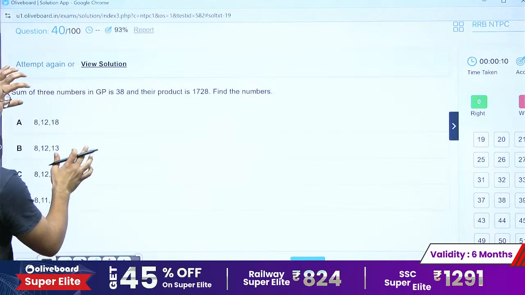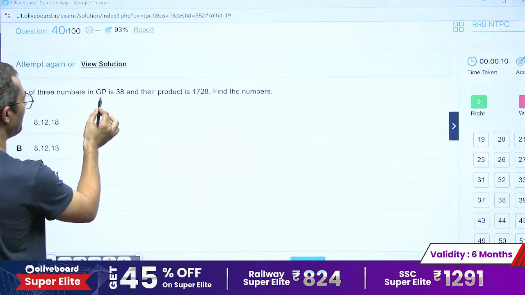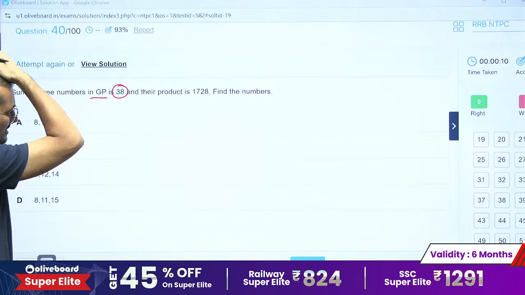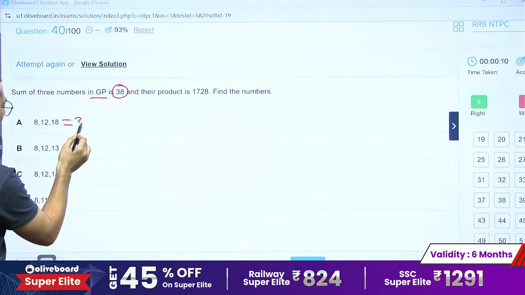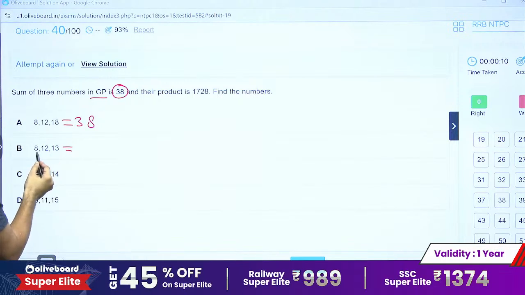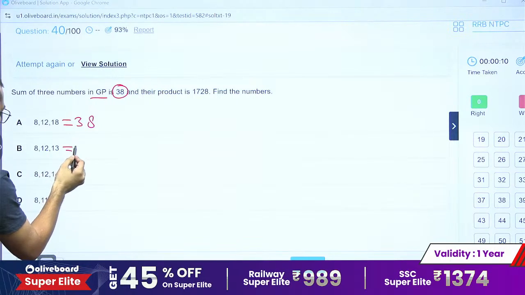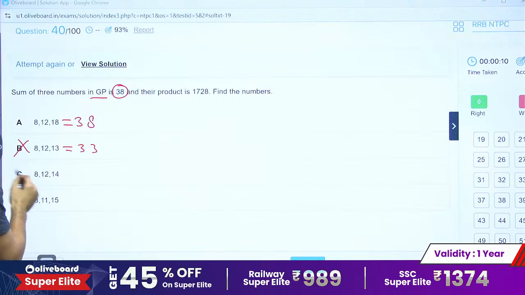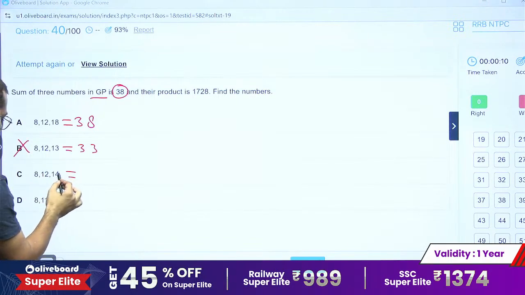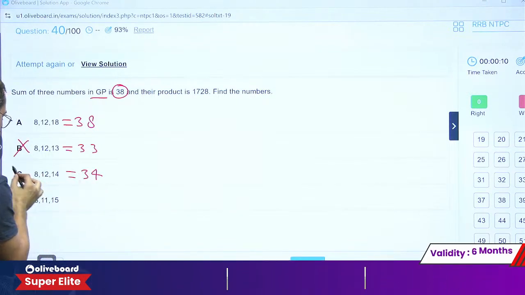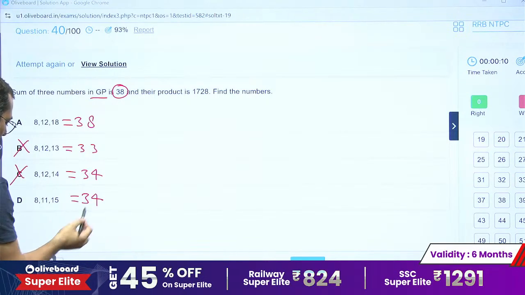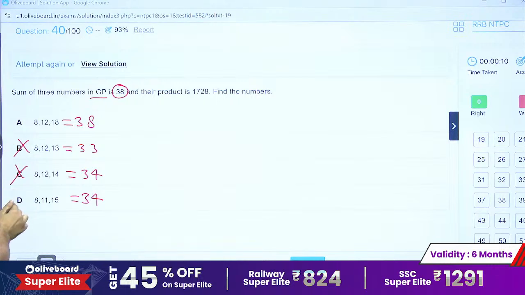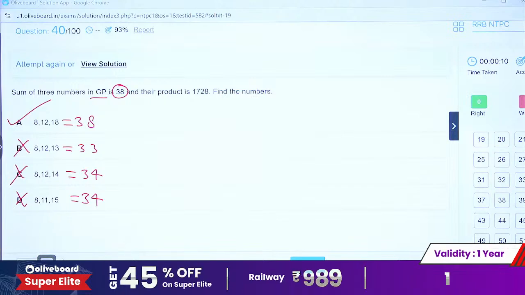See, the sum of the three numbers in GP is 38, right? If the sum is 38, it means the sum of all numbers must be 38, right? So here we have 38, right? Here the sum of the numbers is 20 plus, so here we have 33, right? Not possible. So here we have 20, so 34, right? Not 38. Here we also have 34, right? Got it? So we can say that only A is correct. Just checking the addition of the numbers, we can write the answer, right?